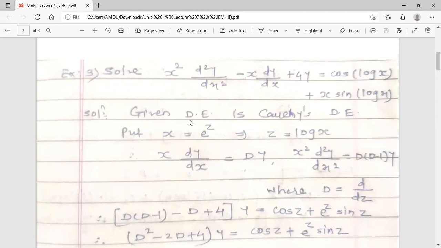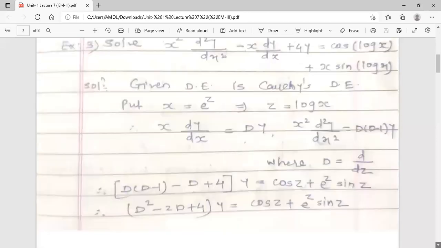So you state here, the given differential equation is Cauchy's differential equation. Now it is Cauchy's differential equation, so you know how to reduce it to LDE. The substitution is here: put x is equal to e raised to z, so z is equal to log of x. And the substitution: x into dy by dx is equal to D into y, x square into d2y by dx square is equal to D into D minus 1 into y, and so on, where capital D is d by dz. We are using this substitution here to reduce the given DE to LDE.